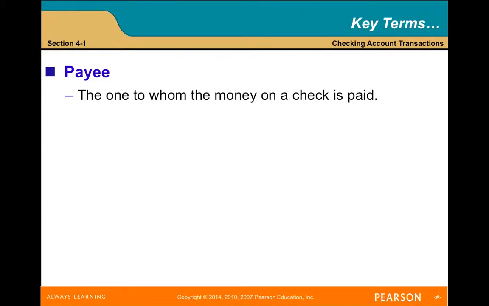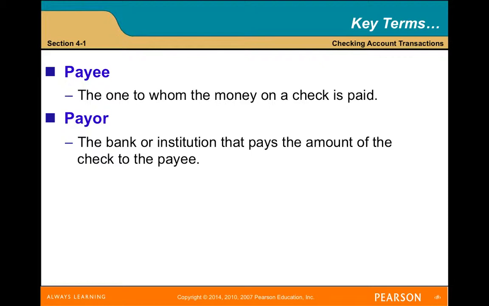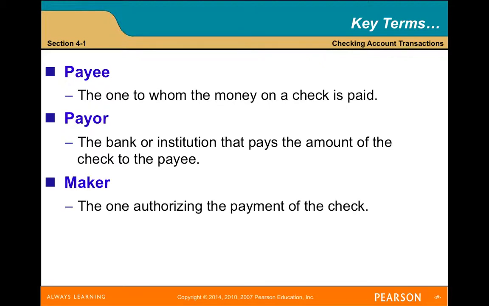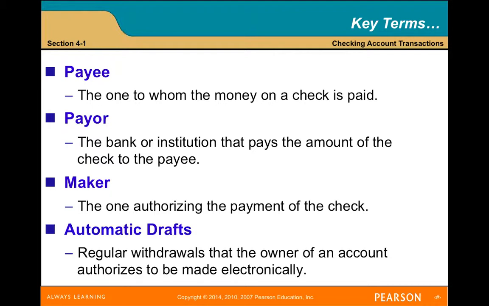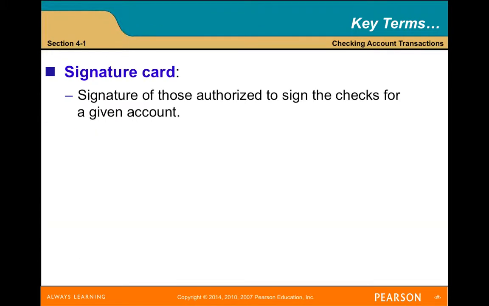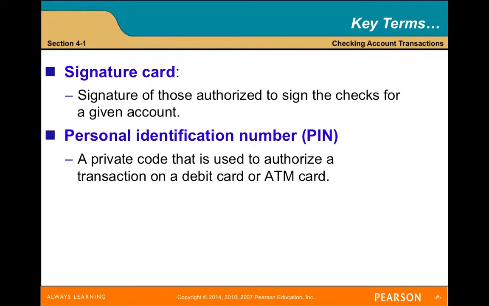The payee is the one to whom the money on a check is paid. The payor is the bank or institution that pays the amount of the check to the payee. The maker is the one authorizing the payment of the check, and automatic drafts are regular withdrawals that the owner of an account authorizes to be made electronically. A signature card holds the signatures of those authorized to sign the checks for a given account.